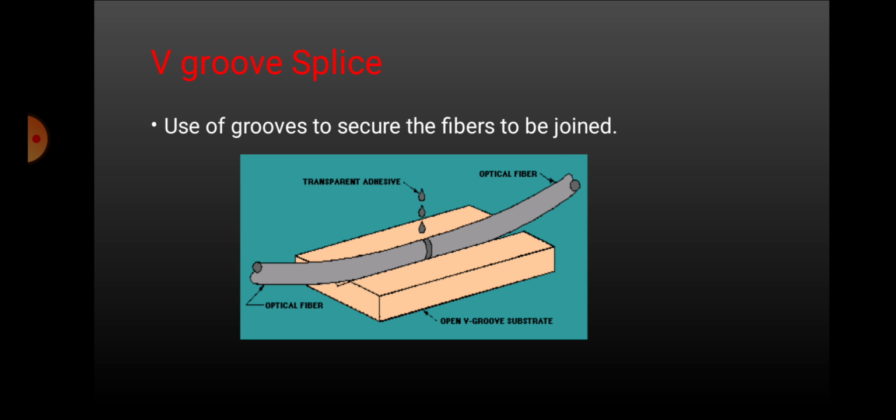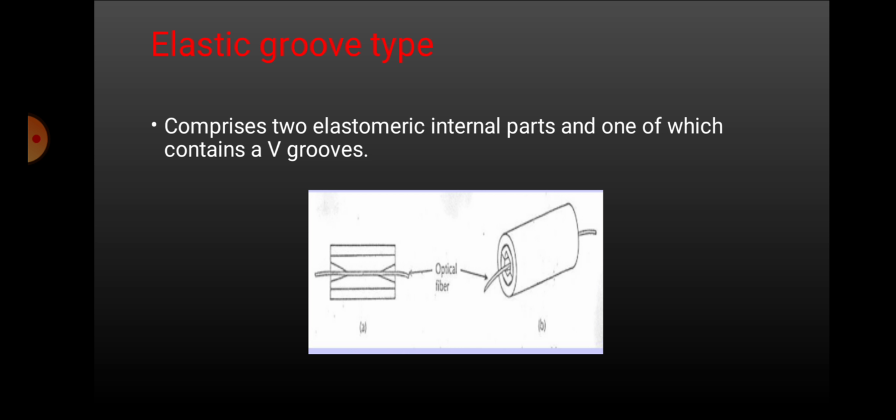Next one is the V-groove splice. This method involves the use of grooves to secure the fibers to be joined. Here a V-groove is used into which two prepared fiber ends are placed. Here the joint insertion loss is around 0.1 decibel. Next one is the elastic or elastomeric splice. This device comprises two elastomeric internal parts, one of which contains a V-groove. An outer sleeve holds the two elastic parts in compression to ensure alignment of the fiber in the V-groove, and fibers with different diameters tend to be centered and hence may be successfully spliced.